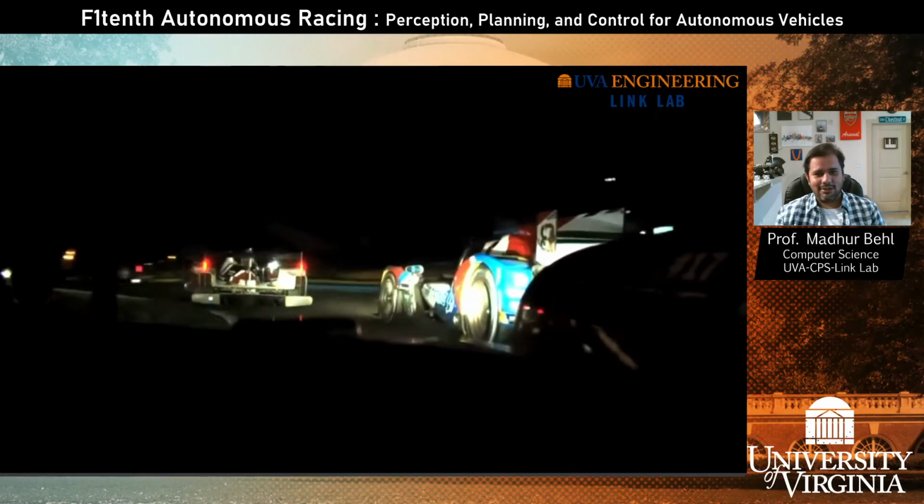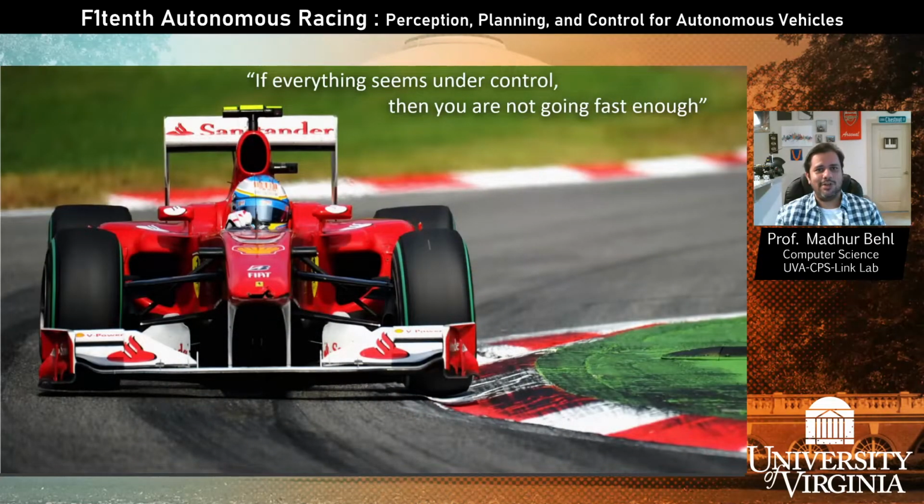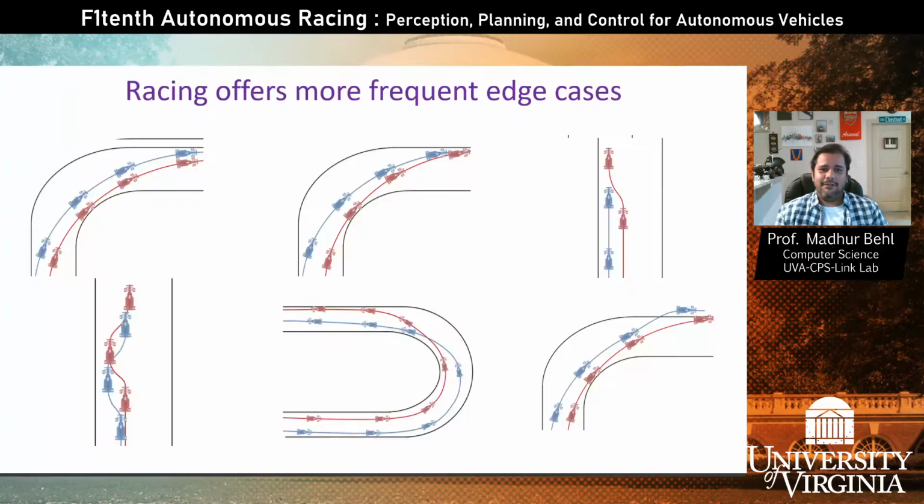Simply put, there's a saying in motorsport racing that if everything seems under control, then you are not going fast enough. And my group and my students, we are essentially designing an autonomous racing AI with this as its objective function. So just quickly to give you some more intuition, we encounter more frequent close proximity high speed situations in racing. So it's a good test bed to learn agile behavior. So that's one aspect of racing.